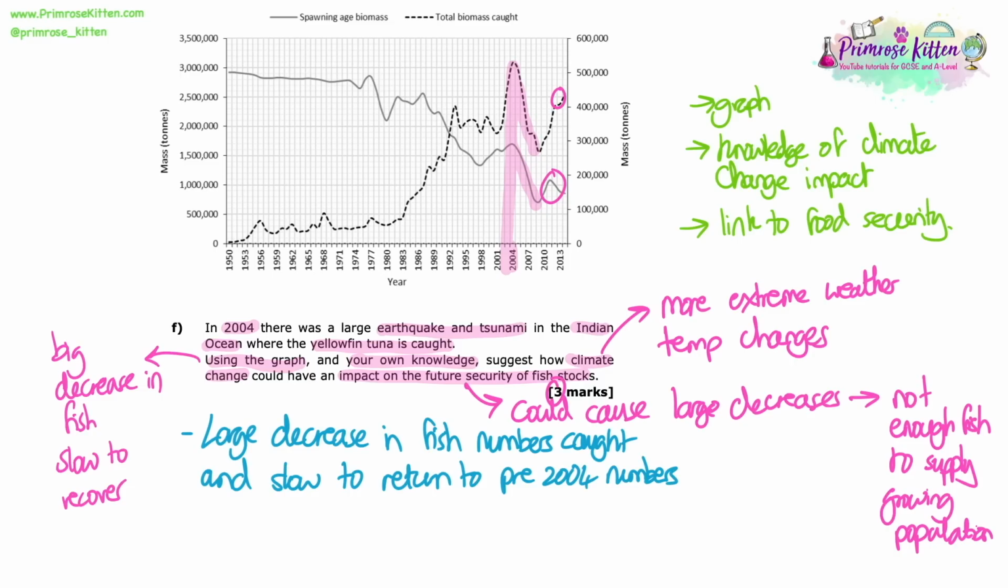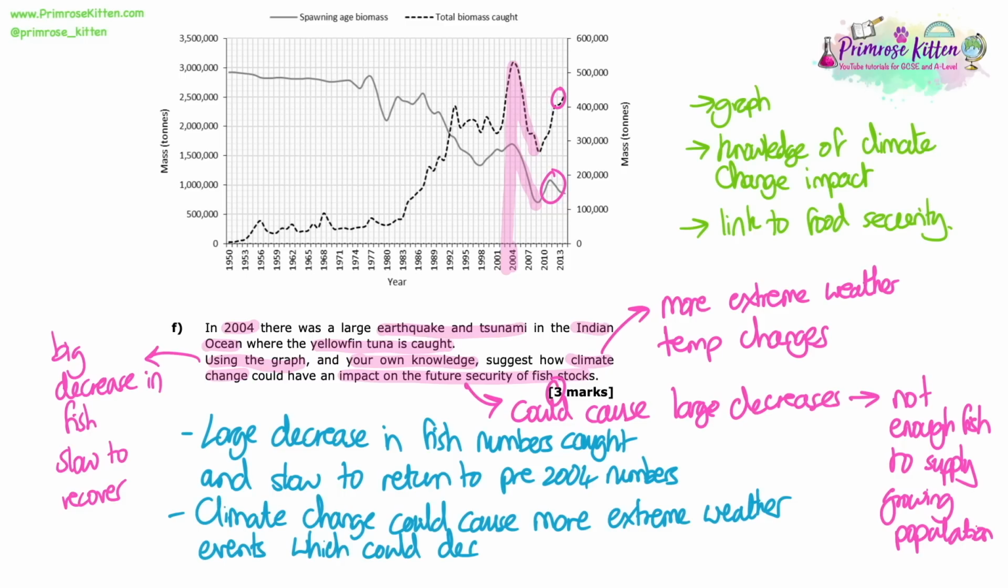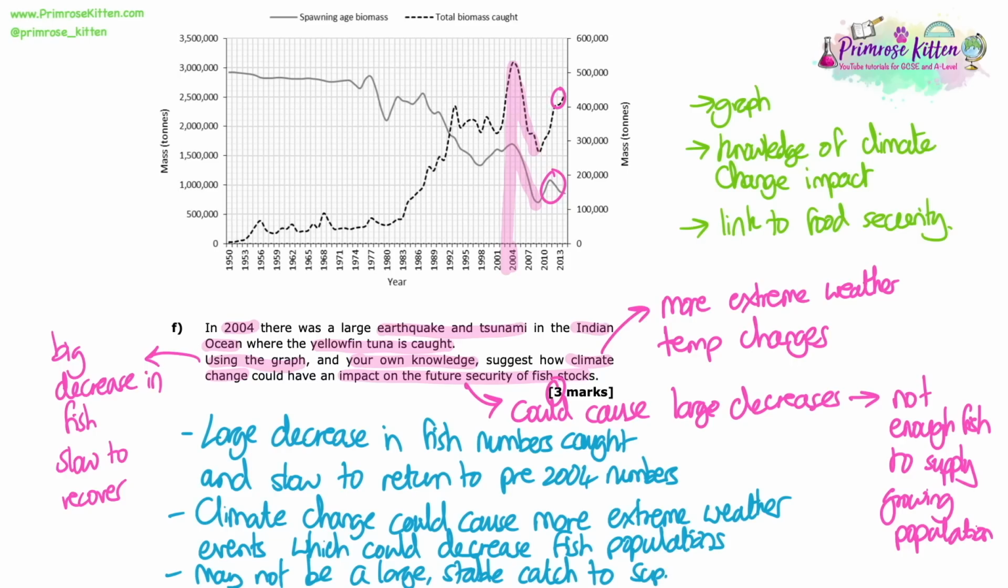So a large decrease in fish numbers caught, and these numbers were slow to return to pre-2004 numbers. So that's the impact from the graph. Climate change could cause more extreme weather events, which could cause a similar decrease in fish populations. There may not be a large, stable catch to supply a growing population.